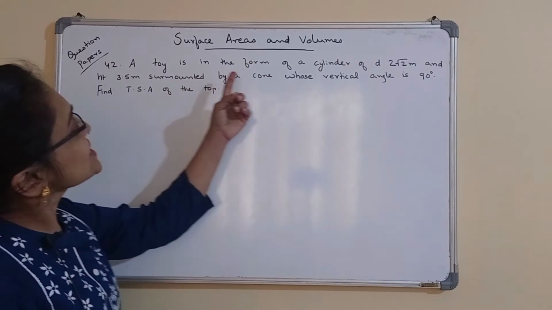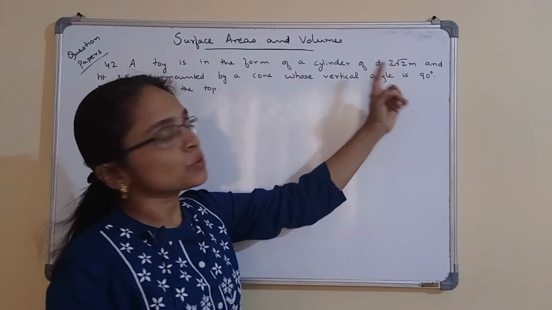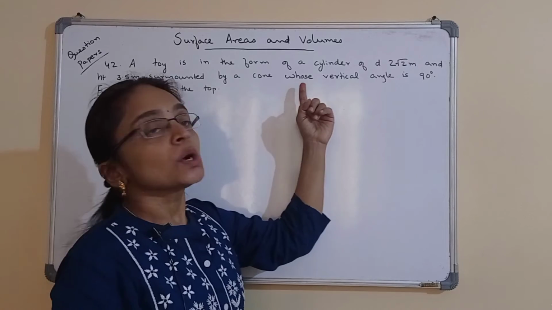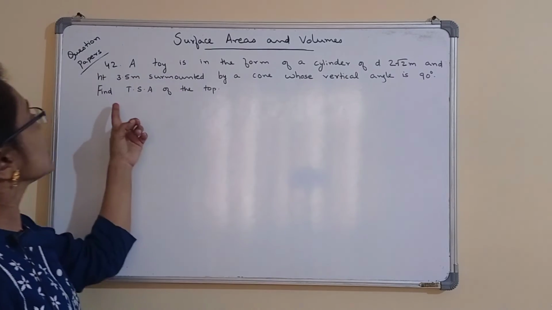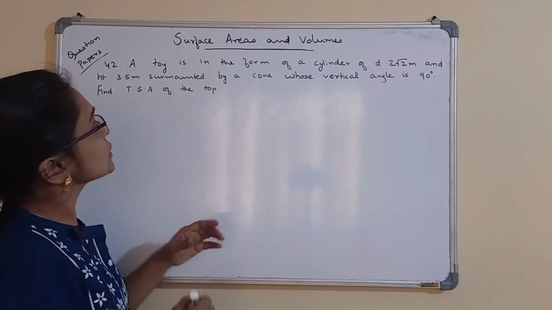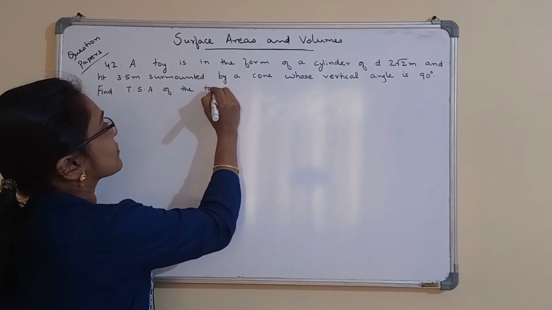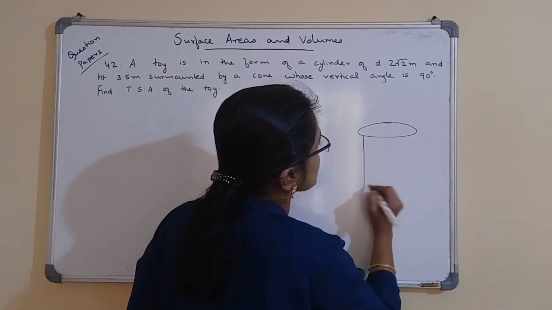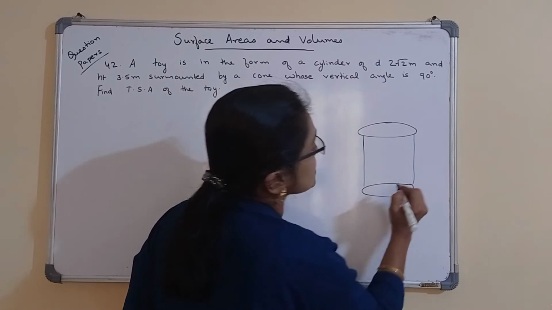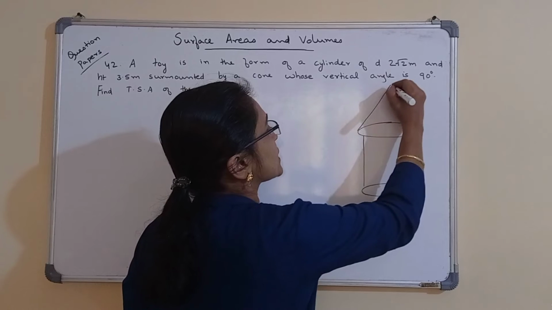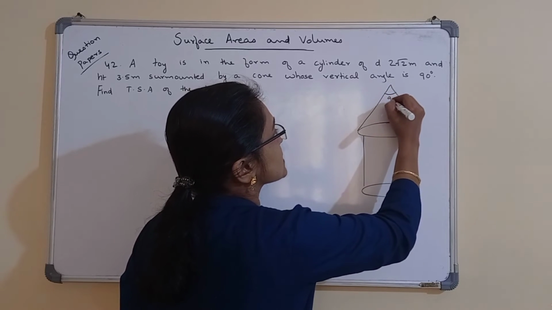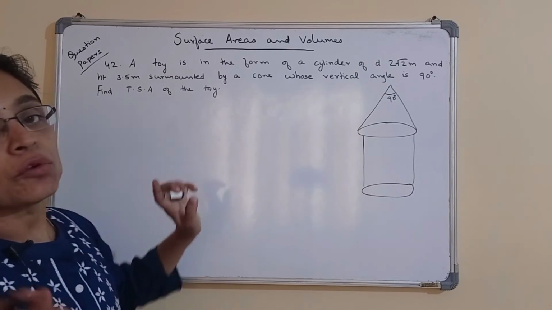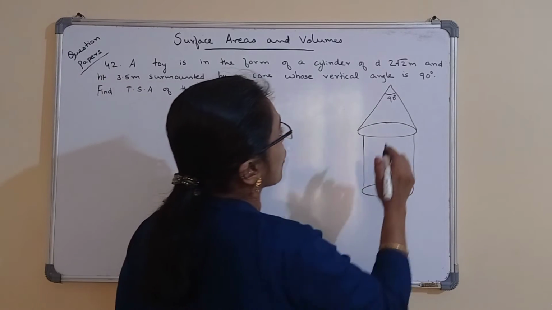Next one, a toy is in the form of a cylinder of diameter 2√2 meter and height 3.5 meter surmounted by a cone whose vertical angle is 90 degree. Find total surface area of the toy. This is the toy. That is, a cylinder is there. The toy is in the shape of a cylinder surmounted by a cone whose vertical angle is 90 degree. That is, this angle is 90 degree. And we have to find the total surface area of the toy.